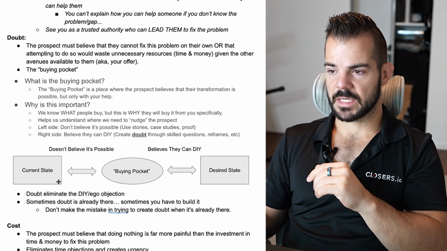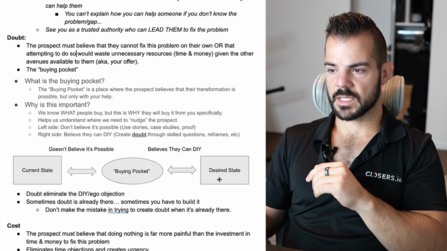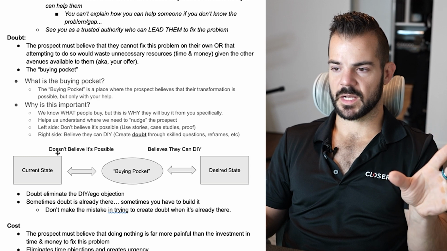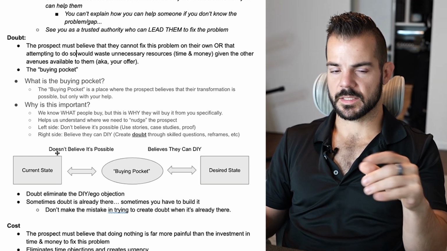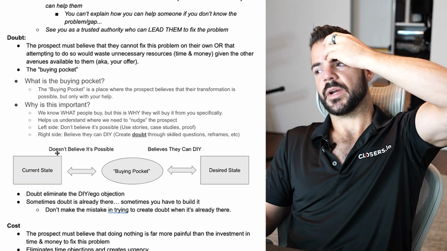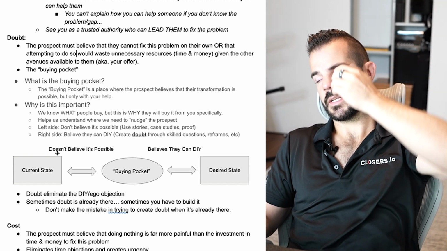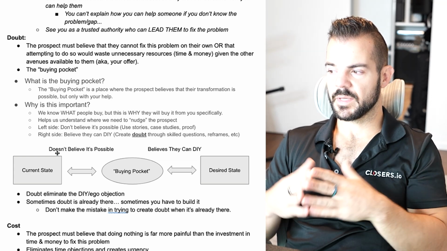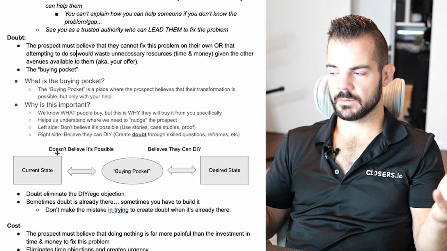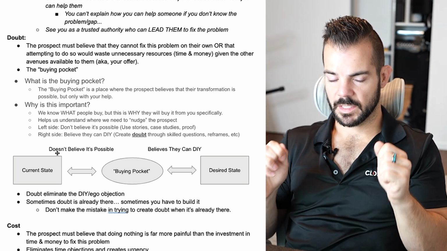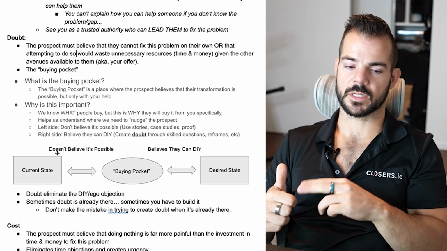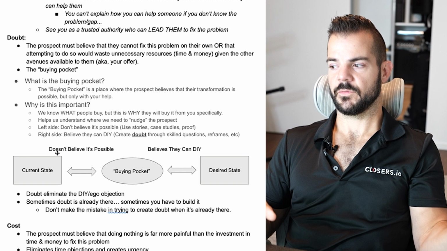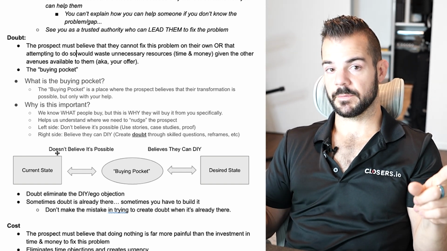So if you see the diagram down here, there's current state, desired state, right? If we go too far to the left here, they don't believe it's possible, okay? A great example is, let me give you an example. One of our programs is a mastermind, and it's called the 8-Figure Boardroom. It helps people go from $100K a month to $1 million a month plus, right? It's all about giving you everything you need across marketing, sales, operations, fulfillment, HR, finance, legal, everything you need to go from a 7-figure company to a multiple 8-figure company, okay?